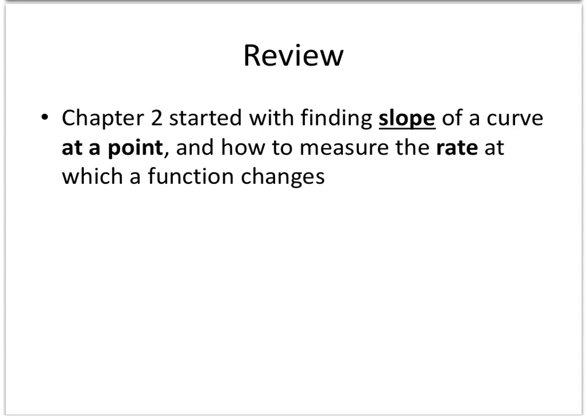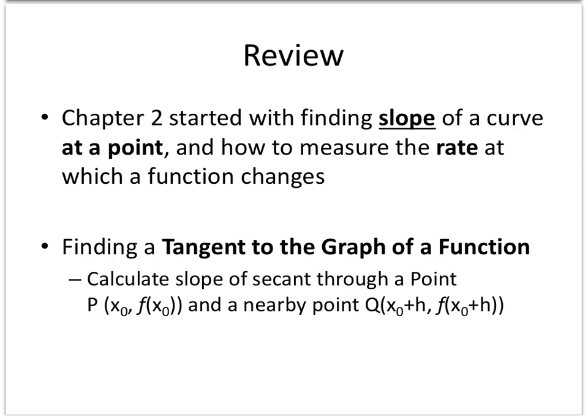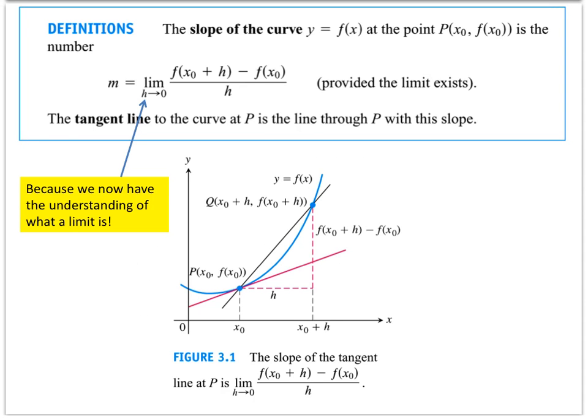You've been doing this already. In chapter 2, we started with finding the slope of a curve at a particular point and how to measure the rate at which it is. And then you found a tangent line to the graph of a function. You had a particular point, and then what you did is you found a point nearby, and we just kind of said then you cancel things out and you let things go to 0. So this is what you've been doing.